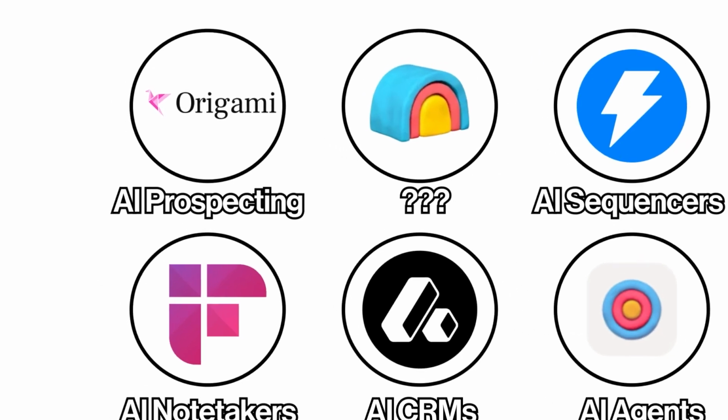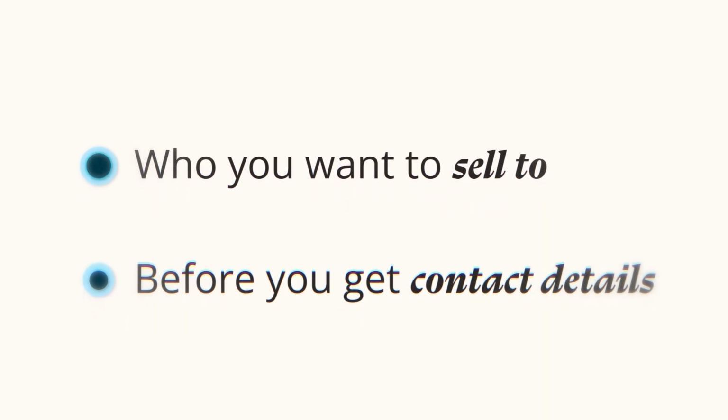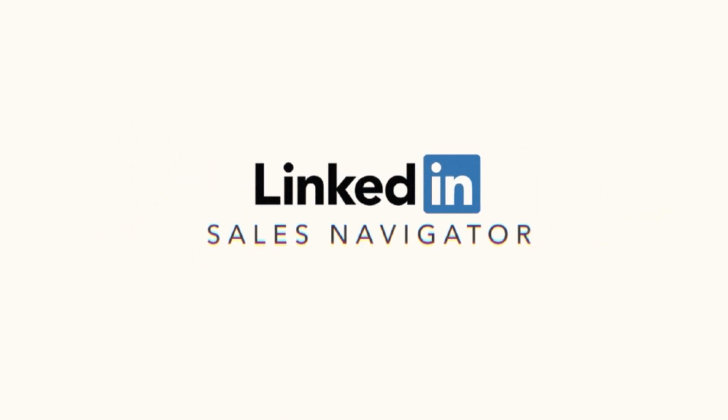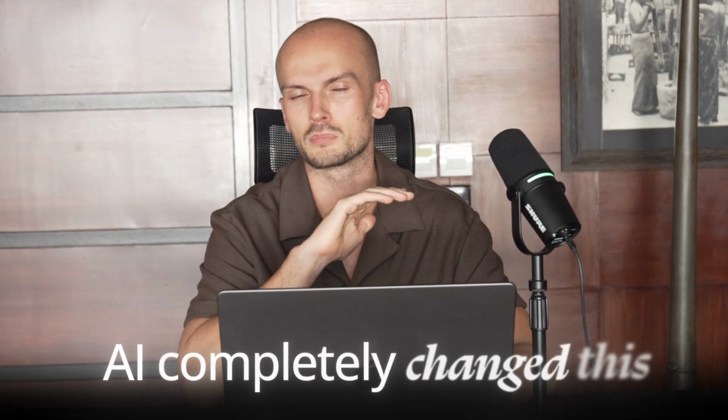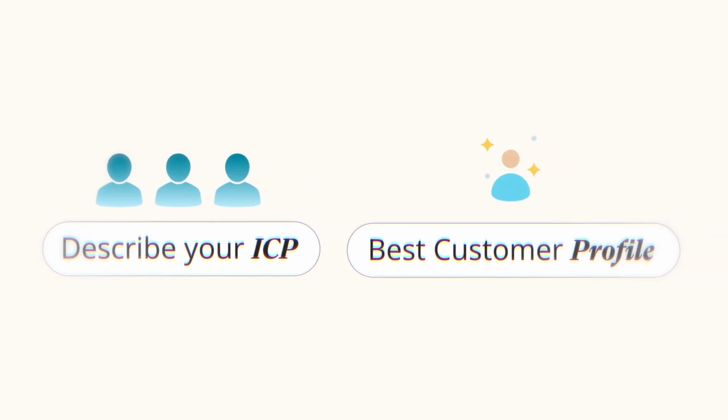So the first step is AI prospecting tools. Prospecting is basically figuring out who you want to sell to before you even get any of their contact details. Traditionally you would have to manually set filters across a bunch of different platforms to build your list. You would need to go from Apollo, SalesNav, and a lot of different B2B databases, and AI completely changed this. Now all you need to do is describe your ICP in plain English or feed it your best customer profiles, and the tool is actually going to help you find thousands of prospects just like the one you described.